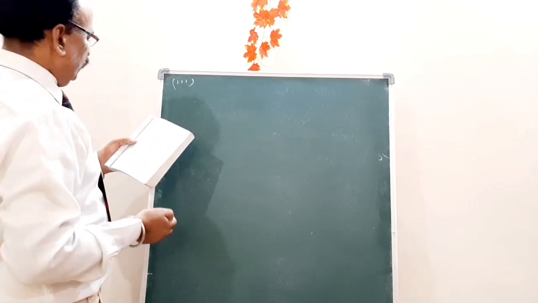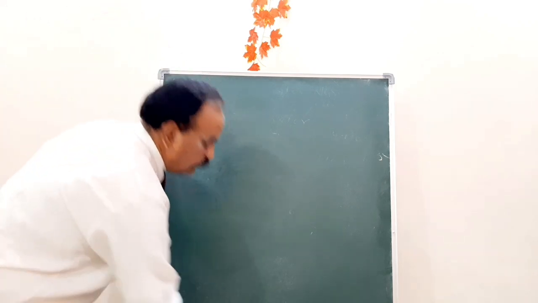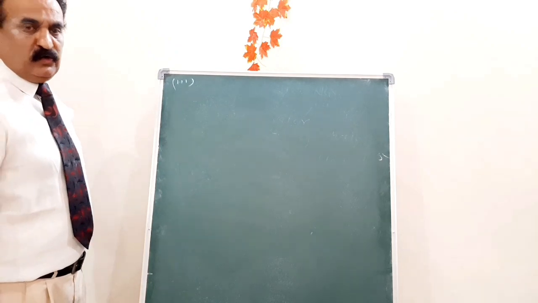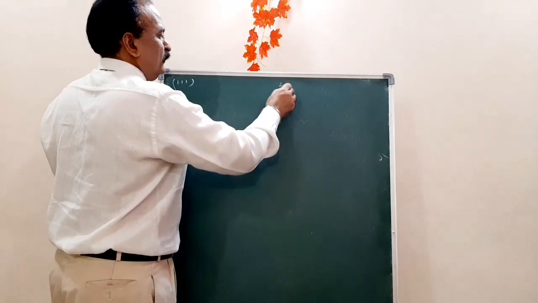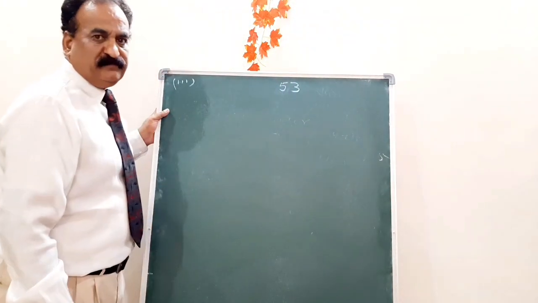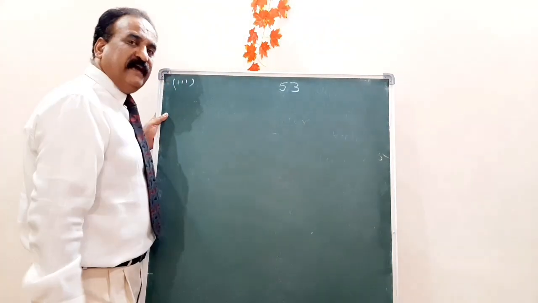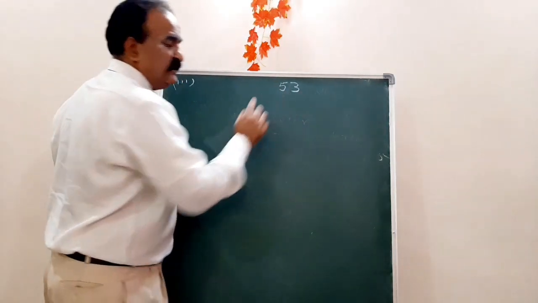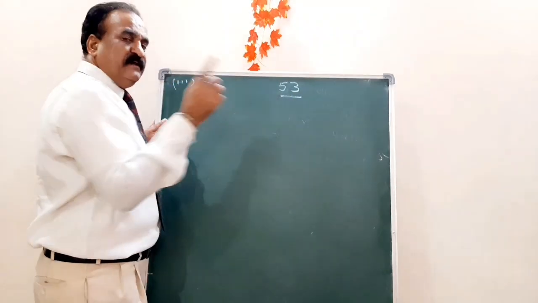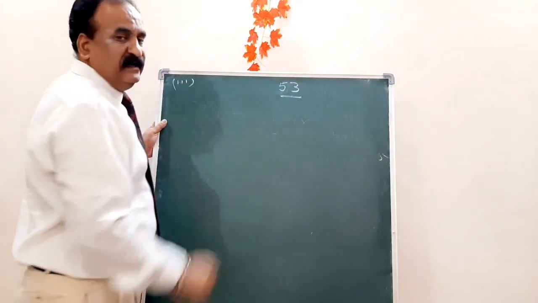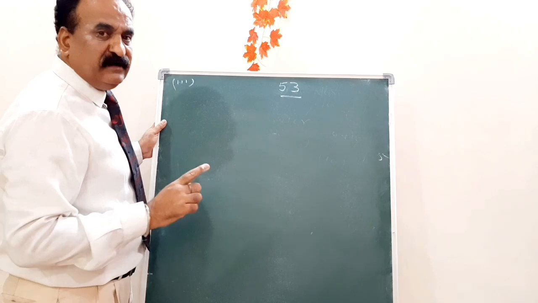Third question: the sum of the digits of a two-digit number is 9. Suppose I am taking the number 53. In 53, 5 is the digit at the tens place and 3 is the digit at the unit place. So how do we find the number?